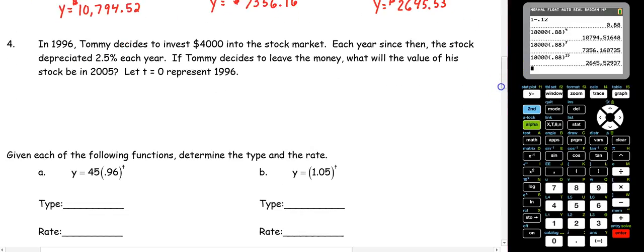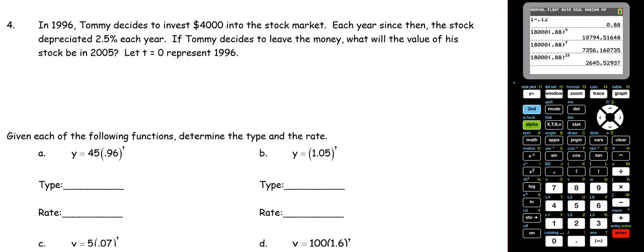Number 4, in 1996, Tommy decides to invest $4,000 in the stock market. Each year since then, the stock has decreased at 2.5% each year. If Tommy decides to leave his money, what will the value be of the stock in 2009? Let t equals 0 represent 1996. So first I'm going to write an equation. Y equals, he started with 4,000. So 4,000 times 1 minus 0.025 as a decimal to the t.